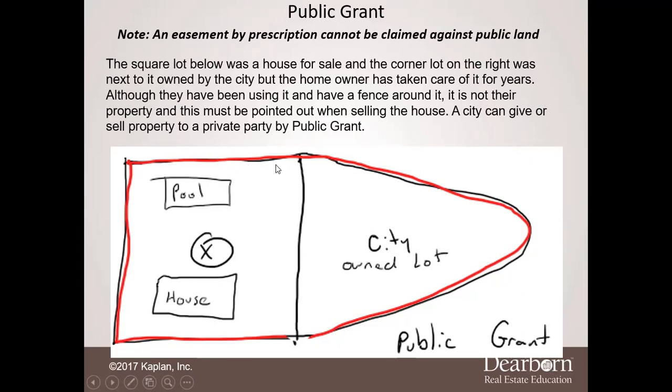So we had to make sure that it was a point that was made that the corner lot was separate and owned by the city and not part of the sale here, because it seemed like it was part of it, and we just didn't want to have any kinds of misinterpretation there. Now, if they wanted to, they could go to the city and ask the city to grant them the ownership. Whether they do it or not and how long that process would take, I'm not sure. But when the city gives land to a private individual, they do so by public grant.